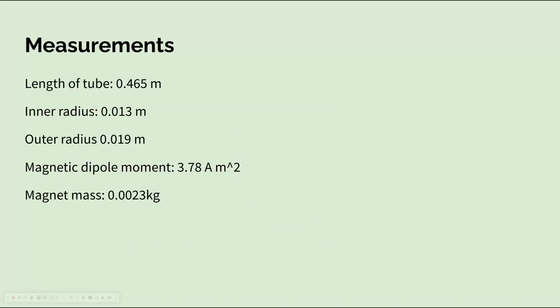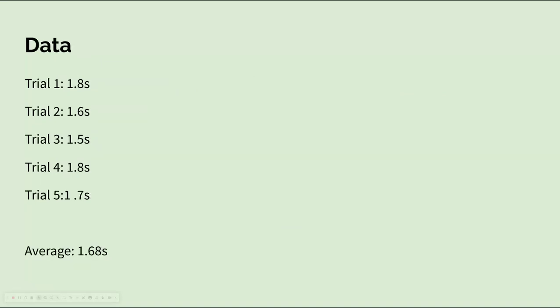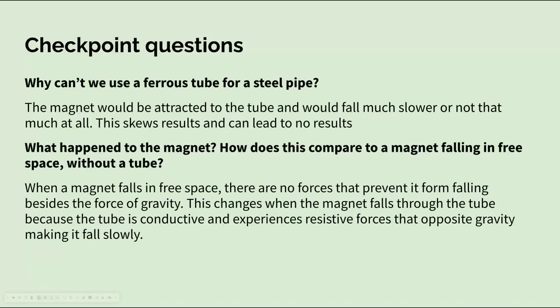So some of the measurements that we initially recorded for the calculations later on. The length of the tube is 0.465 meters, inner radius is 0.013 meters, outer radius is 0.019 meters, magnetic dipole moment was 3.78 A·m², and the magnet mass was 0.0023 kilograms. The data for the trials is as shown, and the average was 1.68 seconds.